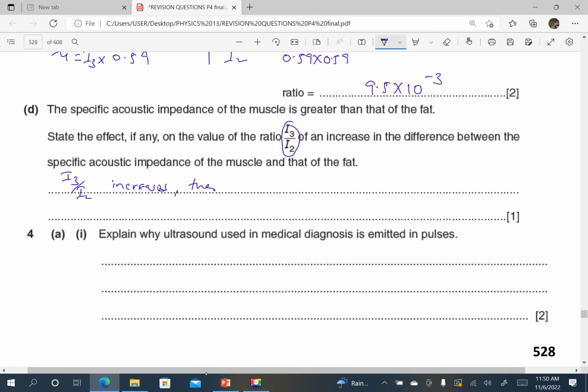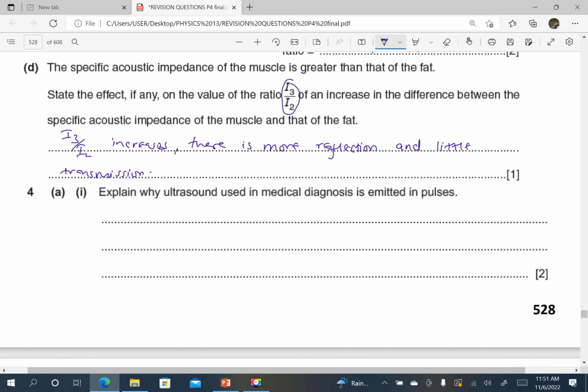There is more reflection and little transmission.